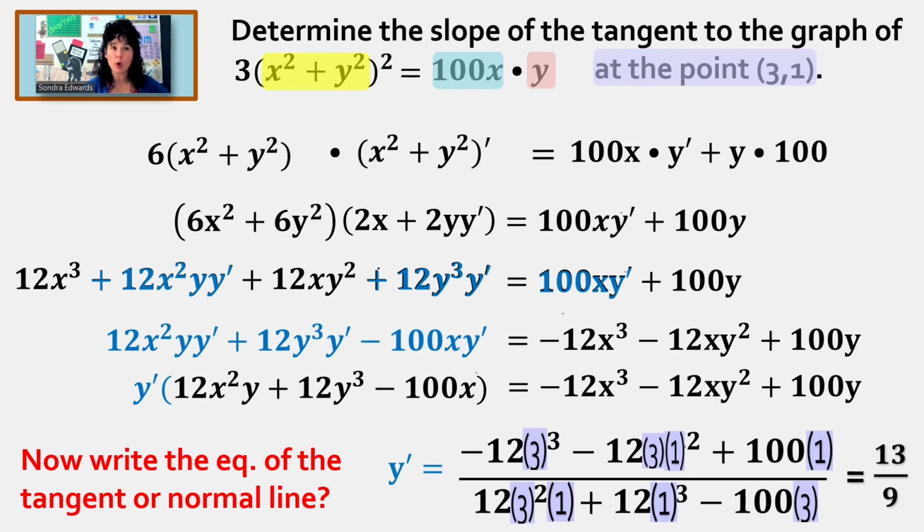If we wanted the normal line, remember that's the perpendicular one. So rather than using 13 over 9 for the slope, we would want the opposite reciprocal. So we would use negative 9 over 13 for our slope and the point (3, 1). Okay, so you will be asked to write the equation of a tangent line or a normal line. But you first have to be able to get to the derivative so that you can substitute that coordinate in.